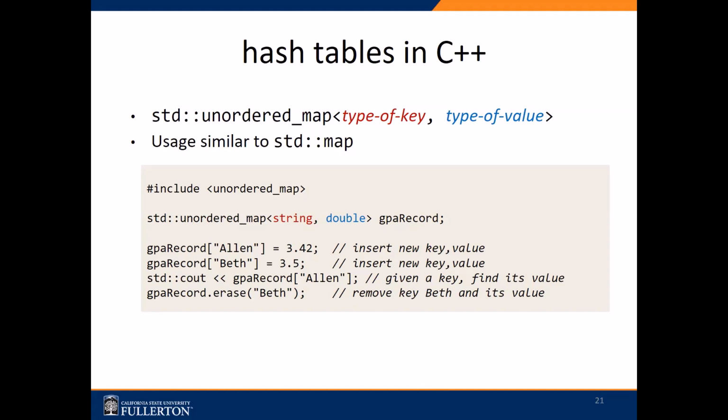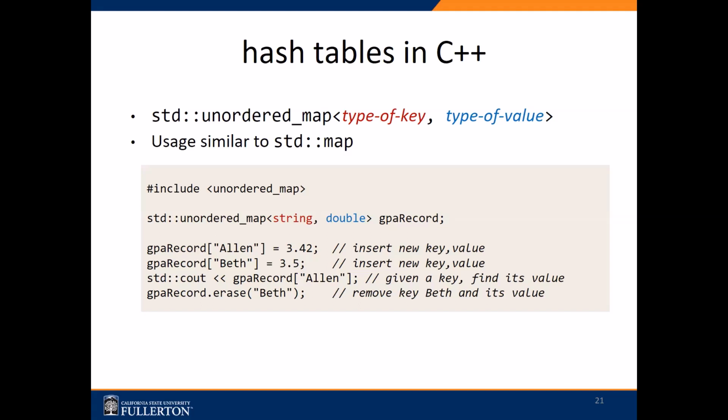Hash tables have already been implemented in C++ as part of its standard library. The standard library calls it an unordered map. And if you're familiar with the map class in the C++ standard library, the usage is very similar. To use a hash table, you first include the unordered map library. Then you construct an empty hash table. It's a templated class, which means that I need to give the type of the key and the type of the value. In this example, I created a hash table called GPA record, where the keys are going to be strings and the values are going to be doubles.